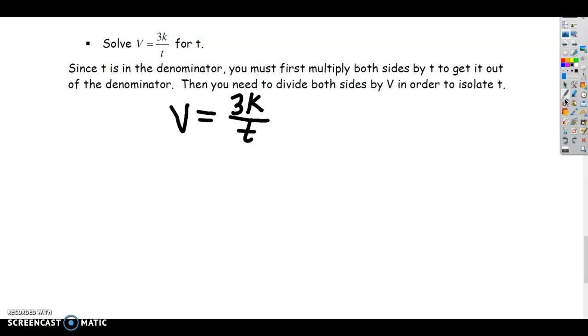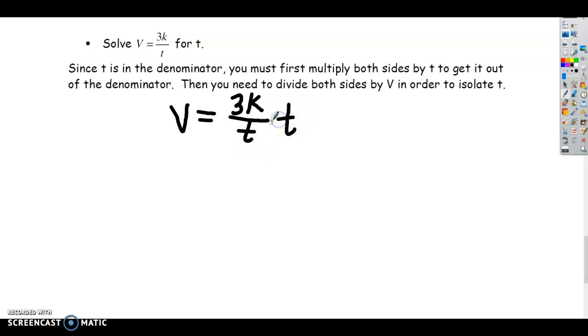All right, for the next example, it says solve v equals 3k divided by t for t. All right, so you think that you want to solve for t. So everybody usually wants to work with the 3k, but we can't do anything with the 3k right now until we figure out what to do with that fraction.